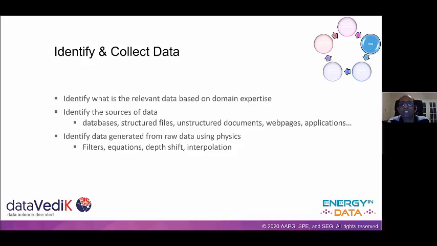At this stage, your only goal is to identify where the data sits, and sometimes you may identify multiple places from where you can get the data. You don't know which one is more accessible, but at this stage, it's more important to identify the sources where potentially you can get the data.